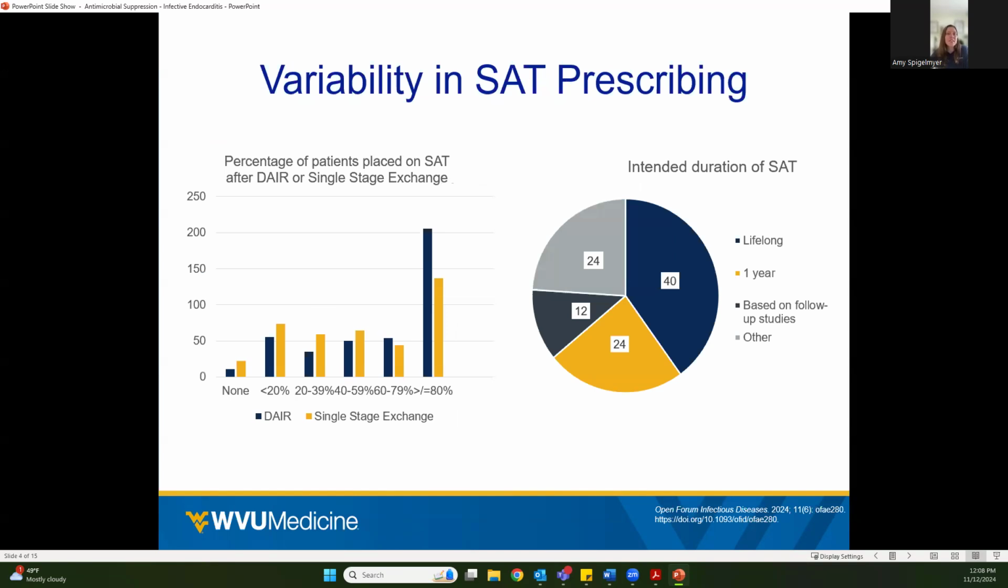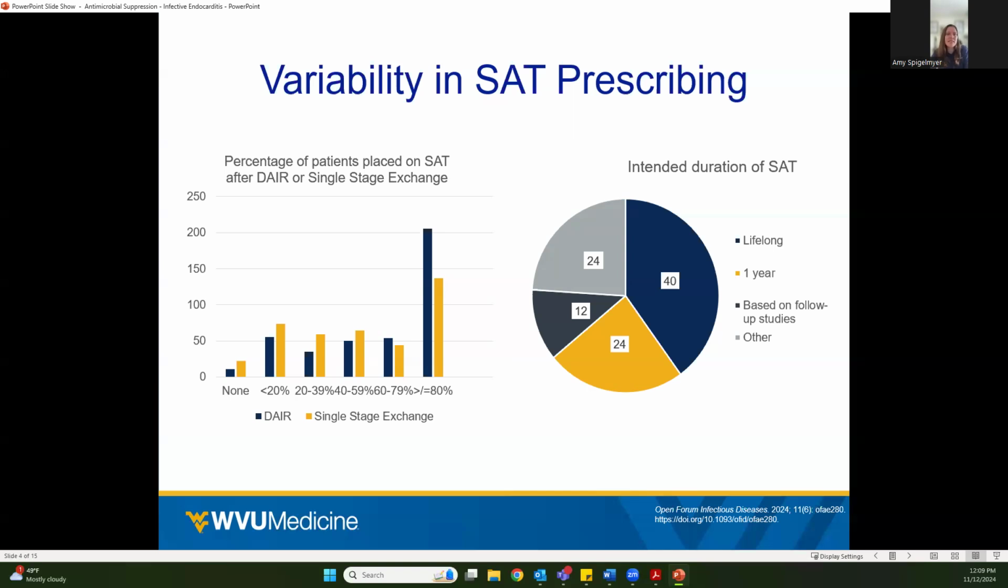Here we actually have the results of a survey that was published in 2024, but conducted in 2022. The group that published this article surveyed over 400 infectious diseases providers in North America, and they specifically inquired about suppressive antimicrobial therapy prescribing in osteoarticular infections. So not so much directly related to infective endocarditis, but we can extrapolate some of the responses to the patient population we'll be discussing more in depth today.